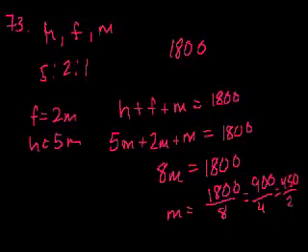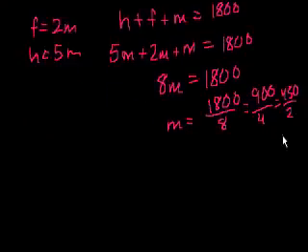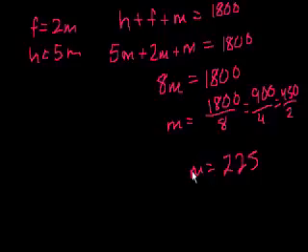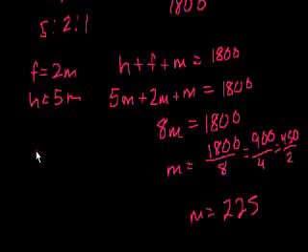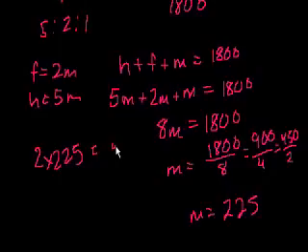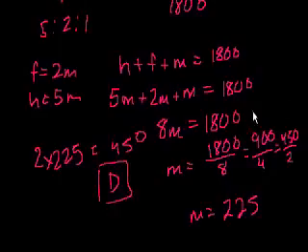That's how my brain works. I have to just go in steps. And what's 450 divided by 2? That's 225. That's miscellaneous. They want to know how much is allocated to food. Well, food is 2 times miscellaneous, right? So 2 times 225 is equal to, we're back at 450. And that is choice D.